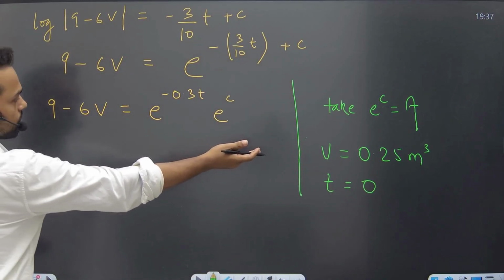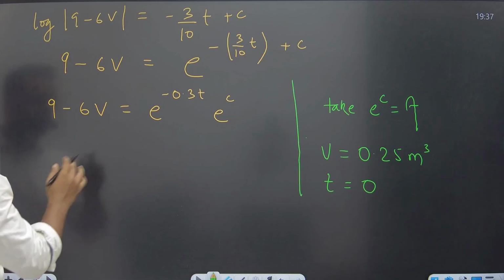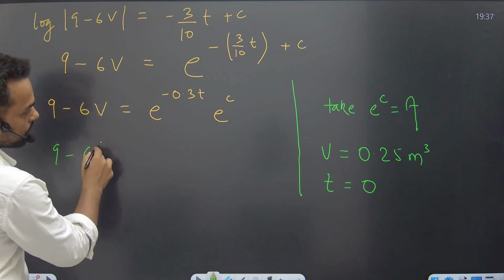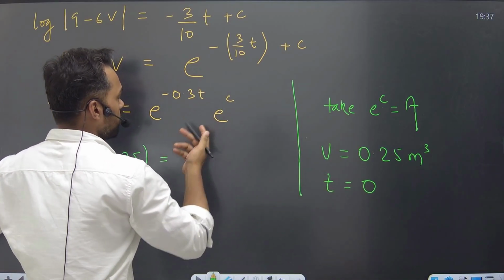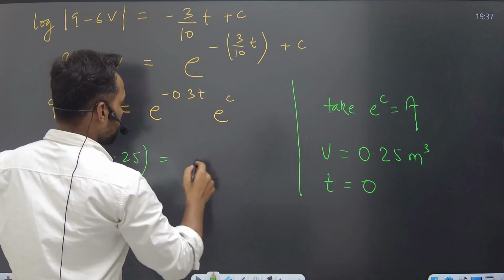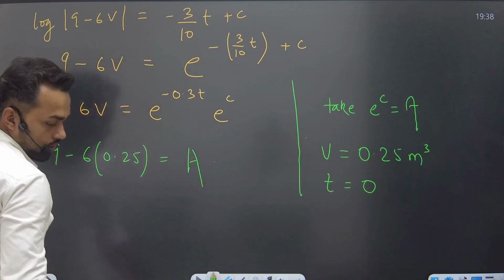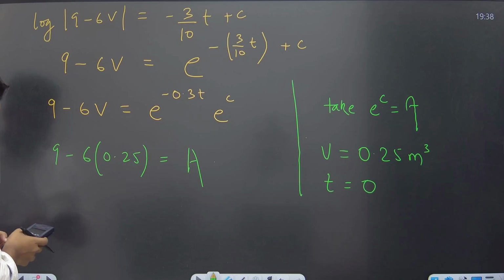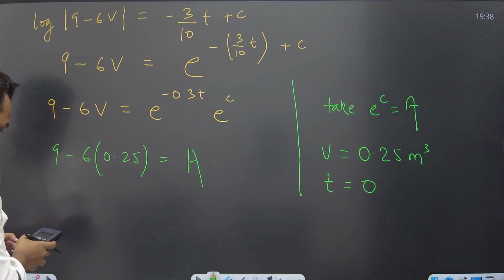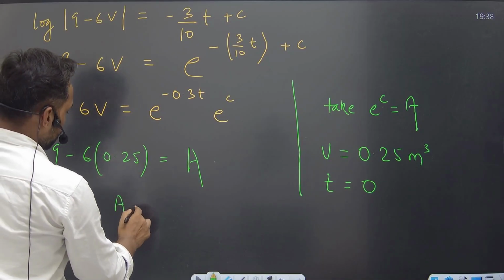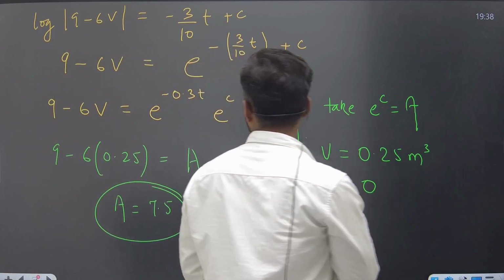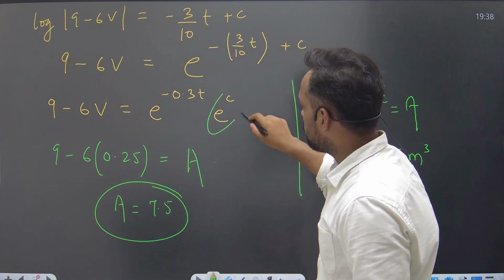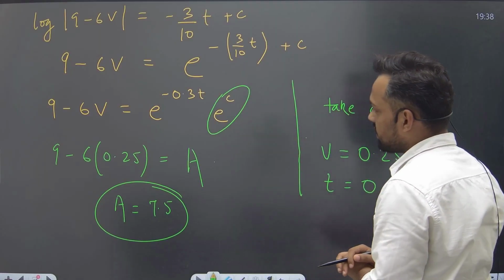On plugging the values of v and t in the particular equation, what we will get is 9 − 6 times 0.25 equals e raised to the power 0, so it will be e raised to the power c, which we have taken as a. So 9 − 6 cross 0.25 equals 7.5. So we have got a equals 7.5. This particular term we have taken as a.